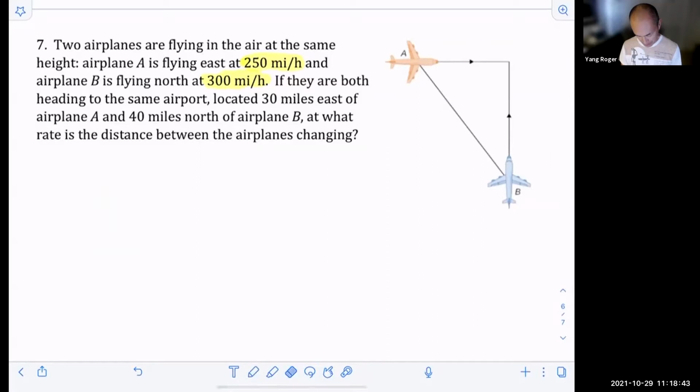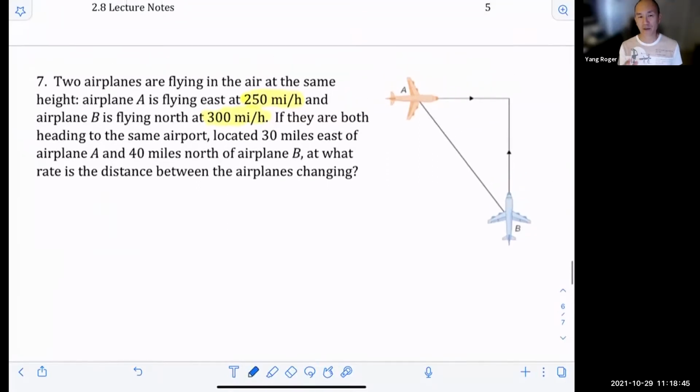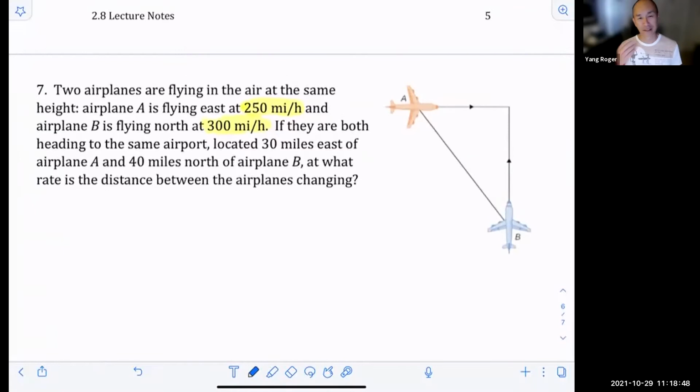Or you know what? Some people like multiple drawings and some people like one drawing. I don't know which one you prefer. Maybe I'll draw multiple drawings first, and then I'll try drawing one drawing next. So I guess my first drawing could look something like this. Right? Here is A. Here is B. The initial drawing, this is 30, and this is 40. And here's the airport.